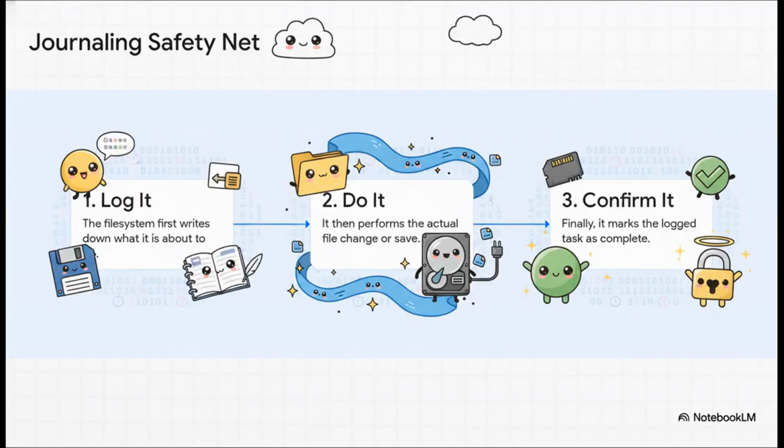See, in the old days, a power cut during a save could totally wreck your file. But journaling is clever. Before the file system makes any change, it first writes down what it's about to do in a little log, a journal. It's like making a note: okay, I'm going to move this piece of data from A to B. Then it does the move. If the power dies mid-action, no big deal. When the computer boots back up, it just reads the journal, sees the unfinished note, and either finishes the job or safely undoes it. Your file stays intact.